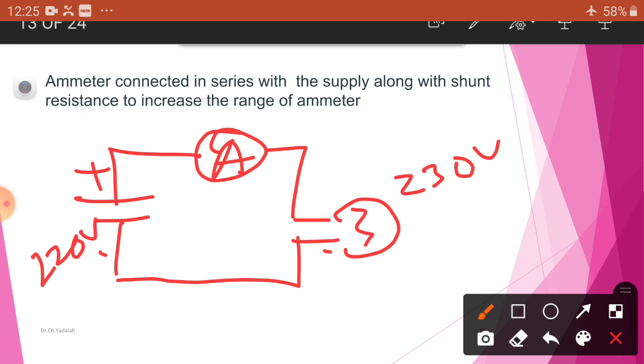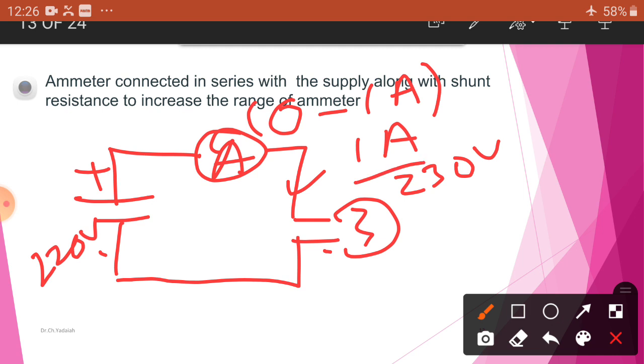So this bulb will draw a current, for example 1 ampere. This range is only 0 to 1 ampere reading. Now it shows full scale deflection when it draws the current of 1 ampere. If you connect a 200 watt bulb, it shows 1 ampere, no problem.